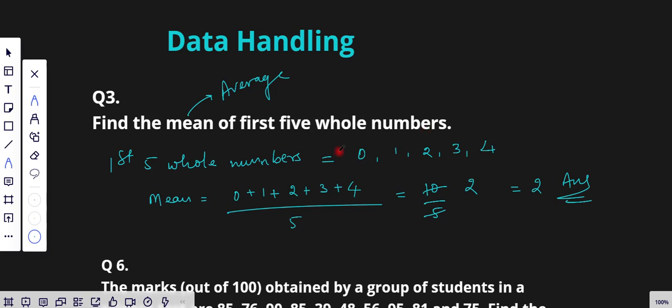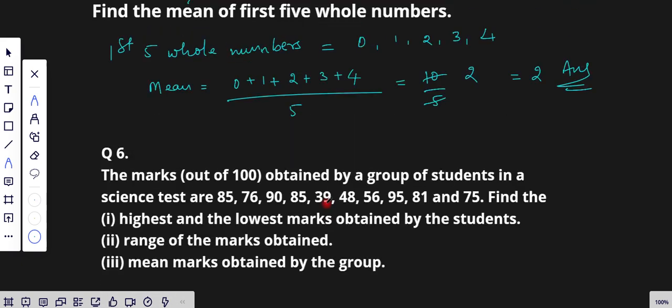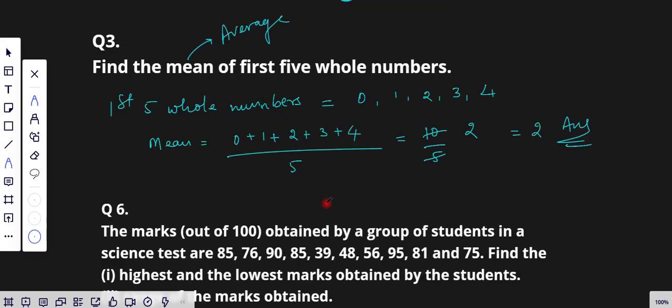So the whole numbers are those that start with 0. So 0, 1, 2, 3, 4 are the first 5 whole numbers, and the mean is equal to the sum of 0, 1, 2, 3, 4 divided by 5. 5 is the number of observations. Any doubt?